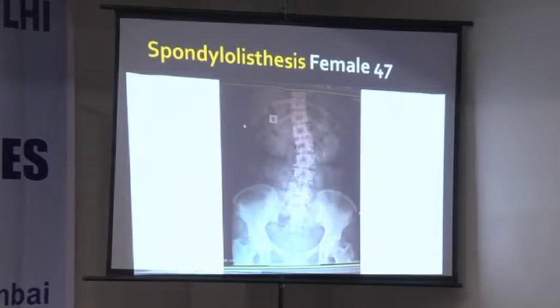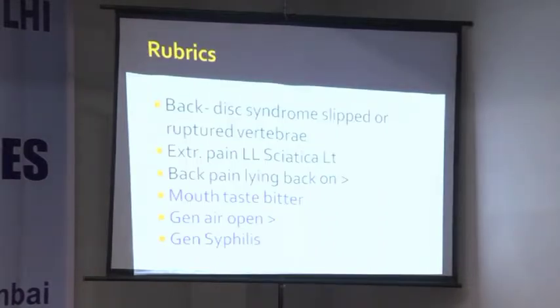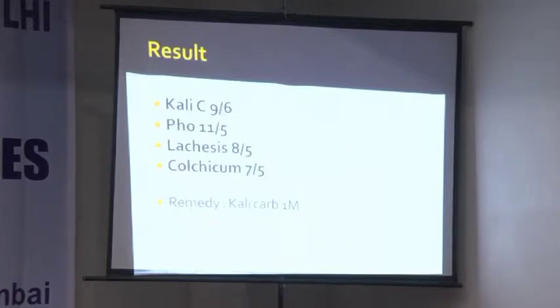So this is one spondylolisthesis case recently treated in our IPD. It's still under our treatment. The age is only 47. We took the rubric Back, disc syndrome, slipped or ruptured vertebrae, in Murphy's repertory, where some good polychrest remedies are there. Back disc syndrome, slipped or ruptured vertebrae, extremities pain lower limb sciatica left, back pain lying on back amelioration. It's a mathematical prescription because of a lot of degenerative changes at the age of 40 to 47. So these are the remedies: Calcarea carbonica, Phosphorus, Ligature, etc.